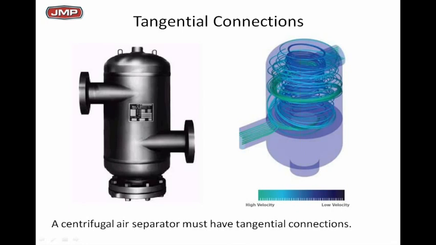Here's a little picture of that where we ran some stuff in the lab, did some CFD analysis type approaches to it, and you see how they work. We get that high velocity around the edges there, we just wring the air right out. These things work. So when you specify an air separator, make sure you're looking for tangential connections, where you get centrifugal force working for you. They really make a huge difference.